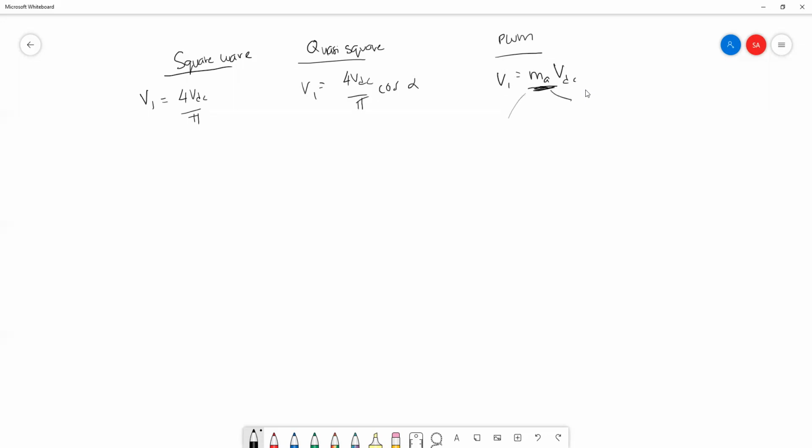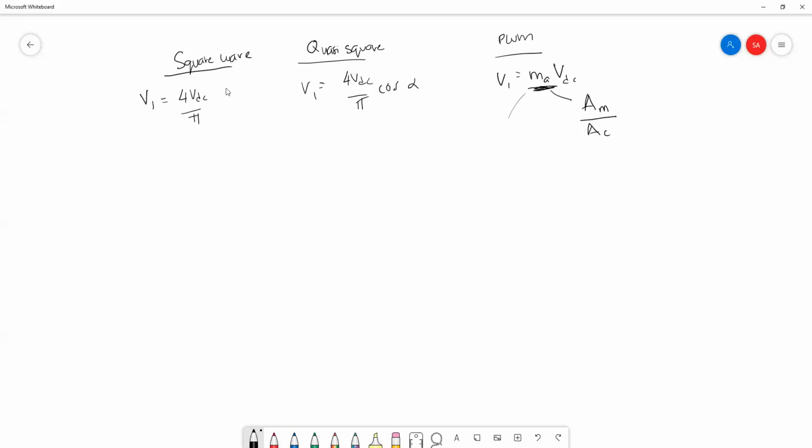This is a ratio between the amplitude of the modulating signal over the amplitude of the carrier. Usually the amplitude of the carrier, which is a triangular wave, is always fixed. So what we change is the amplitude of the modulating signal, which is the sinusoidal. When we adjust the amplitude of the signal, you will have a variable value of modulation index.